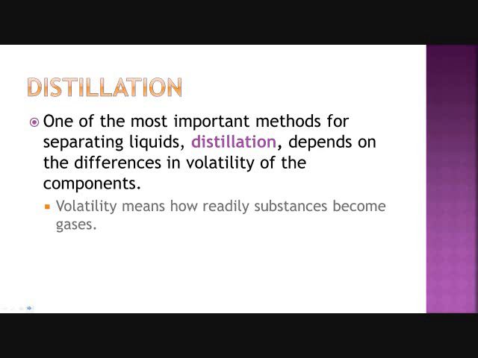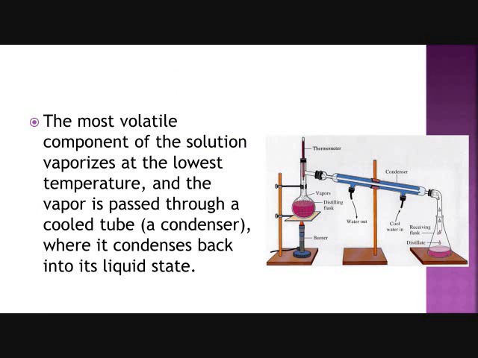If it's volatile or not means how readily the substances will become a gas. So if it's more volatile, it's more likely to become a vapor or a gas. The most volatile component of the solution will vaporize at the lower temperature, and then the vapor is passed through a cool tube called a condenser, where it condenses back into a liquid state.